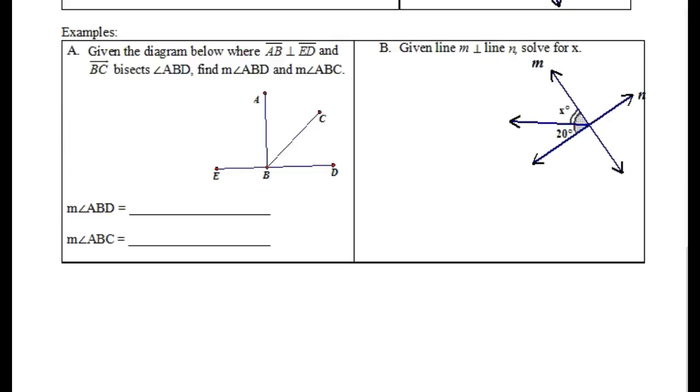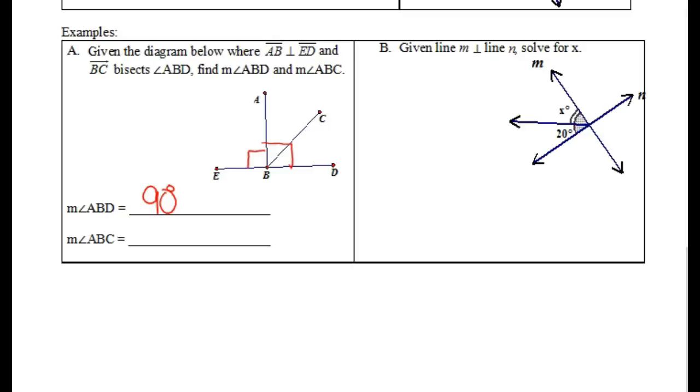So the next problem we have, we need to find the measure of angle ABD and ABC. Our hints are that AB is perpendicular to ED, so these two intersect to form a right angle. So what is the measure of angle ABD? Angle ABD also has to be a right angle, so its measure is 90 degrees.